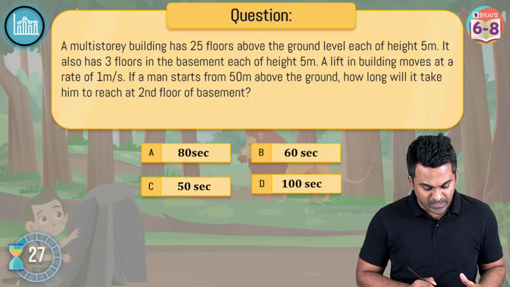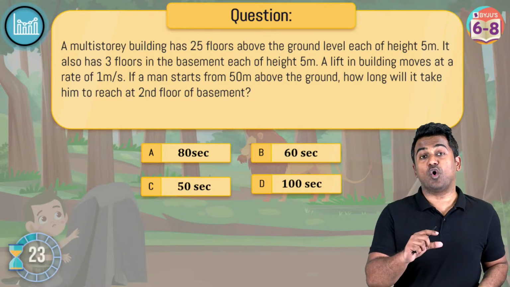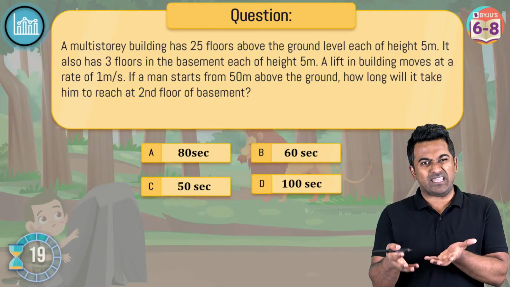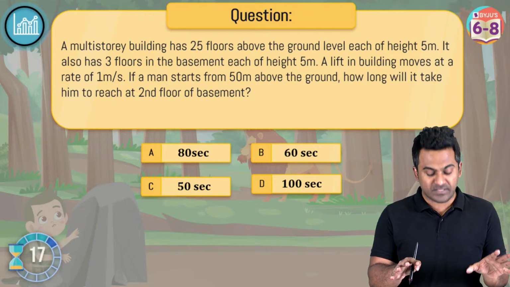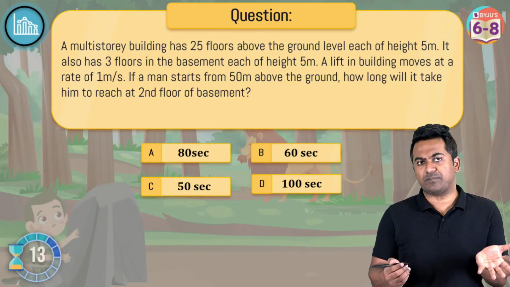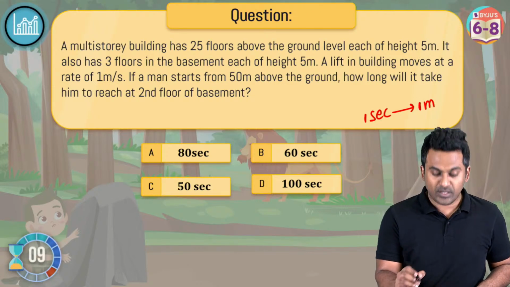Okay, multi-story building, 25 floors above the ground level. Each floor is going to have a height of 5 meters. 3 floors are there in the basement as well. They also have the same height. So there's a lift which moves at the rate of 1 meter per second, which means what? In 1 second of time, it covers 1 meter.